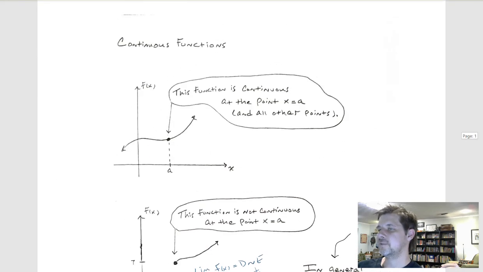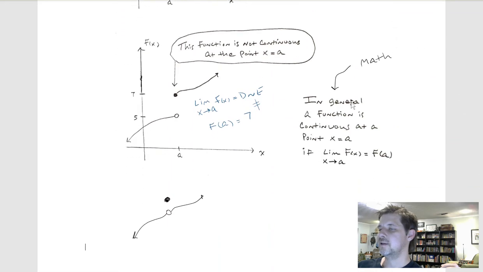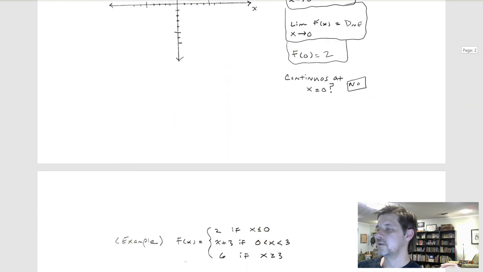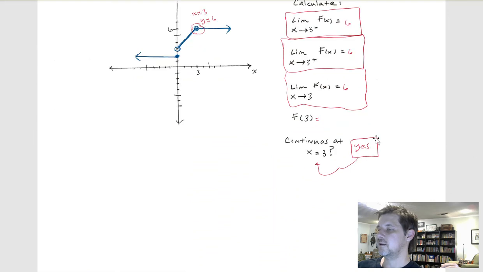Well, let's go back up to the beginning. We said if a function is continuous at a point, then the limit and function value are the same at that point. So now I know it's continuous, and I know what the limit is. And I know for it to be continuous, they have to be the same. So the function value would have to be 6.